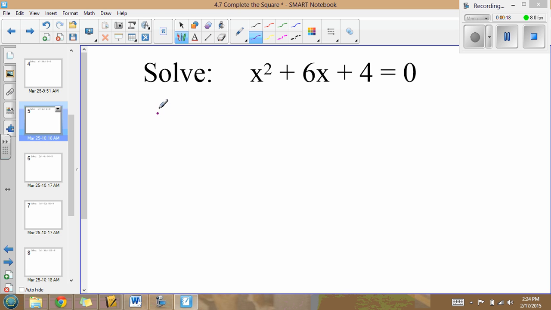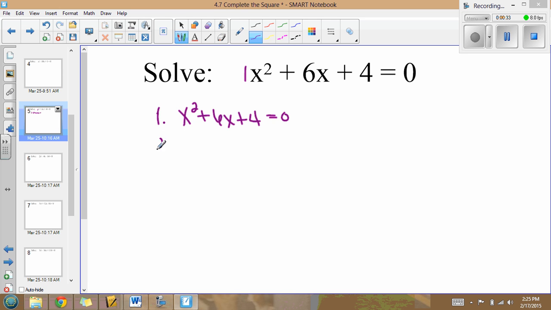Okay, so my first step is to make sure that a is 1. So I'm looking at what's in front of x squared to see if it's 1. So since it's just x squared, I know that is already a 1. So I'm just going to rewrite the problem exactly like it is.